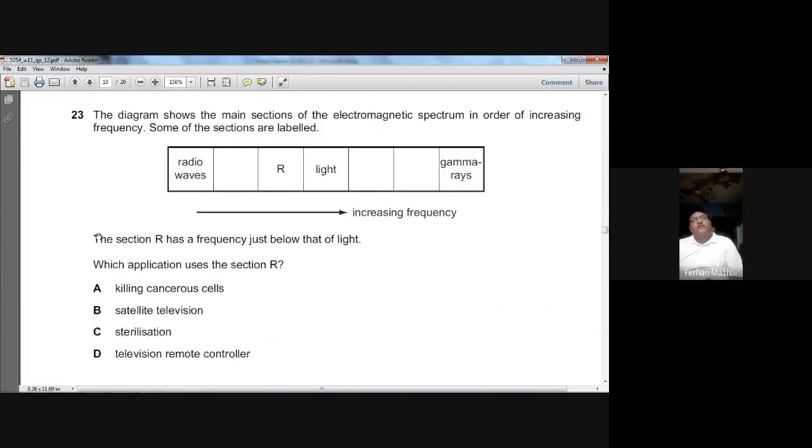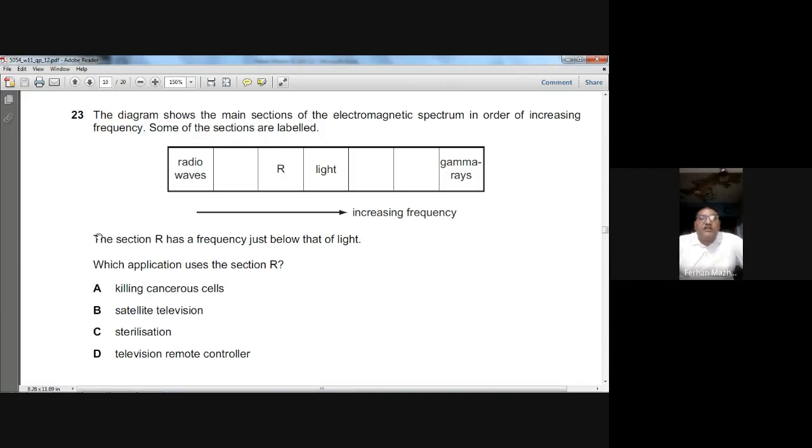Okay, on your screen, we have question number 23. The diagram shows the main sections of the electromagnetic spectrum. In order of increasing frequency, some of the sections are labeled. The section R has a frequency just below that of light. Which application uses the section R?